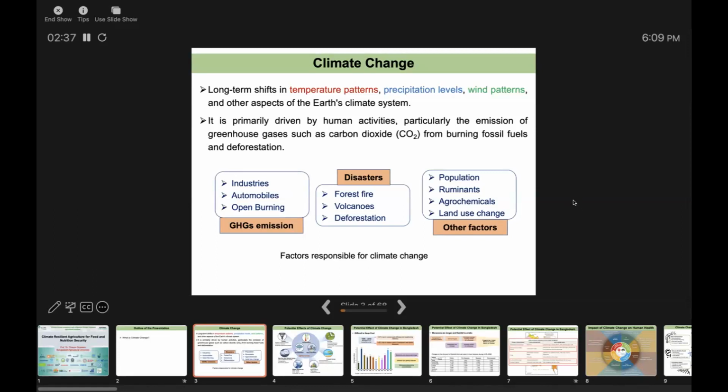Additionally, some industries and automobiles also emit greenhouse gases. Some natural disasters like forest fires and volcanoes, and other factors like population growth, some ruminants, agrochemicals, and land use changes also emit greenhouse gases. And there are other factors responsible for climate change which are not listed here.